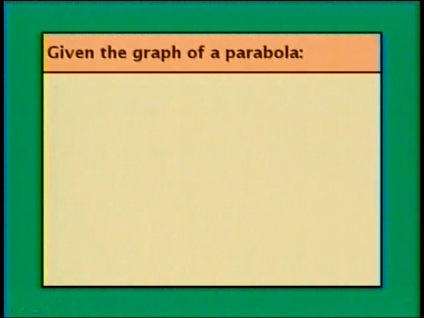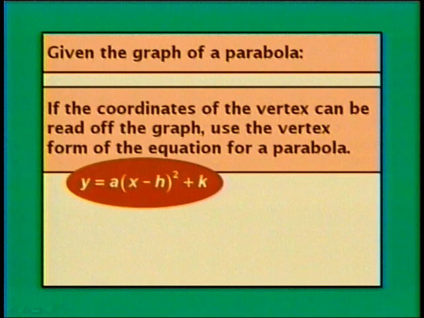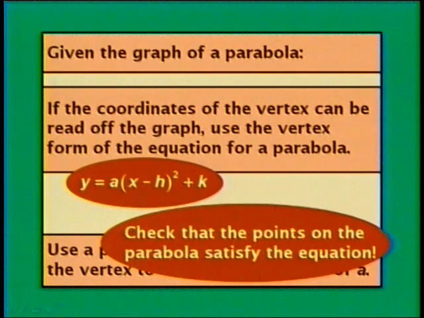So given a graph of a parabola, if the coordinates of the vertex can be read off the graph, we can use the vertex form for the equation of a parabola. We plug in the values of h and k, and then we use a point on the parabola other than the vertex to determine the value of a. When all is said and done, we want to check that the points on the parabola do indeed satisfy the equation.